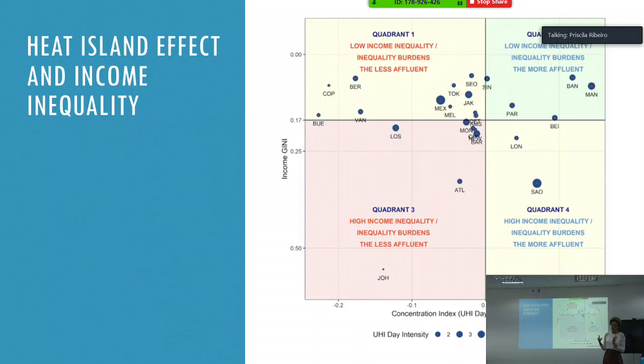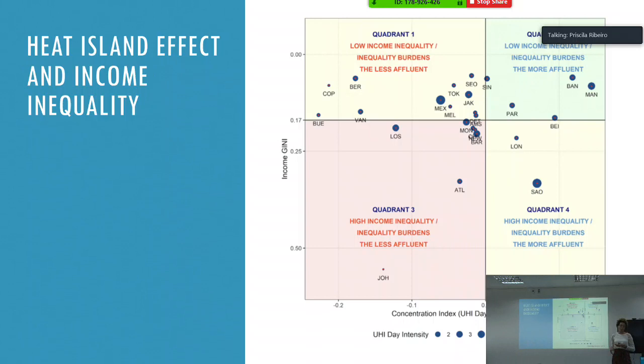So meaning that even though there is low income inequality, if there is a health effect related to the heat island, this effect would be more predominant on the less affluent, right? The scenario that we don't want to see, or at least let's say a pro-poor kind of heat island effect that would be very damaging to poor populations, would be really high income inequality and the less affluent, which is the case of Johannesburg, for example. Meaning that there is a high difference in income, and this difference plays an important role on the concentration of this heat island effect on the poor.